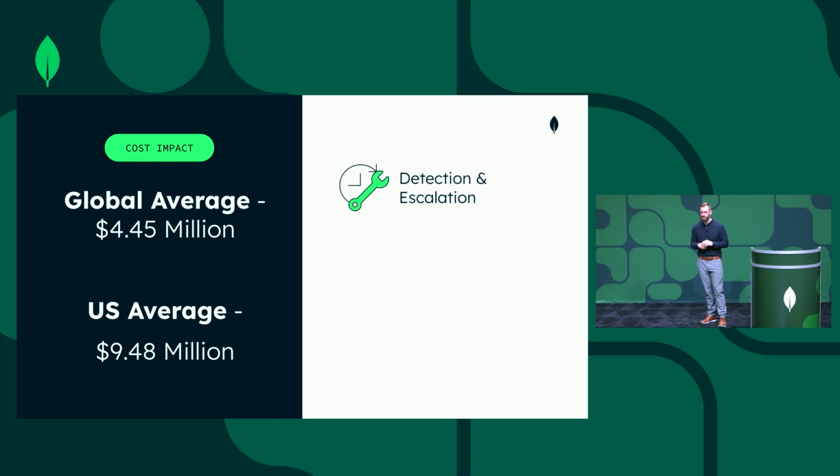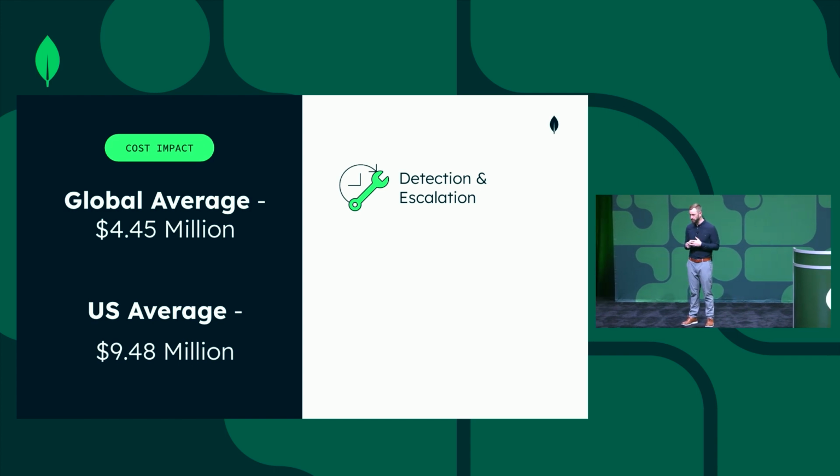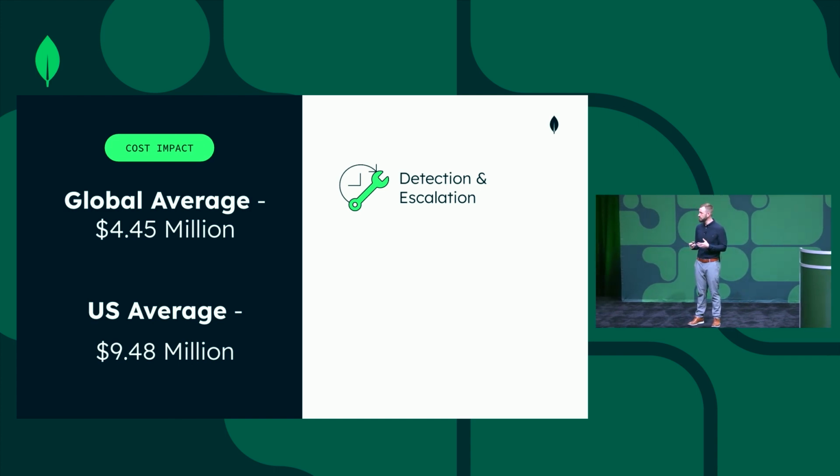Number 1 is detection and escalation. It's understanding that you have some event going on in the first place, that your data is compromised, recognizing that, understanding where it's happening within your systems, and then the escalation of that, trying to handle that event, understanding what we can do, what the system is, and how we can prevent that penetration from continuing. So that's the top cost factor that goes into that 4.45 million.